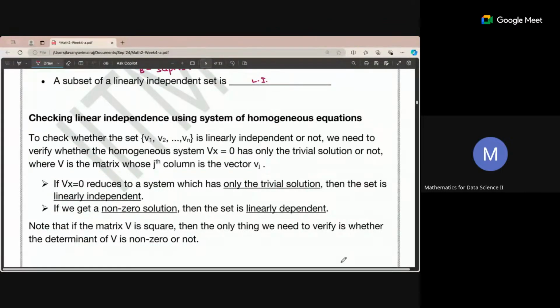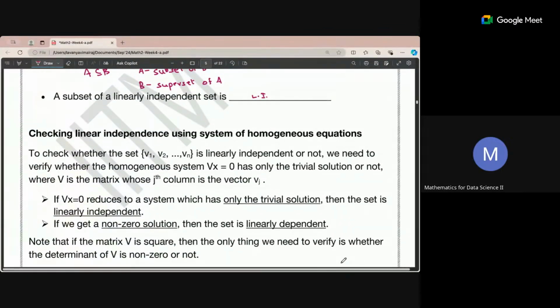So the other way to check linear independence is to just consider the given set of vectors, put them as columns of a matrix and call it V. Now consider this system Vx equal to 0. Now you use Gaussian elimination and see if the only solution is the trivial solution, then it is linearly independent. And if you get a non-zero solution, that means you have infinitely many solutions. In that case, that set is going to form a linearly dependent set.